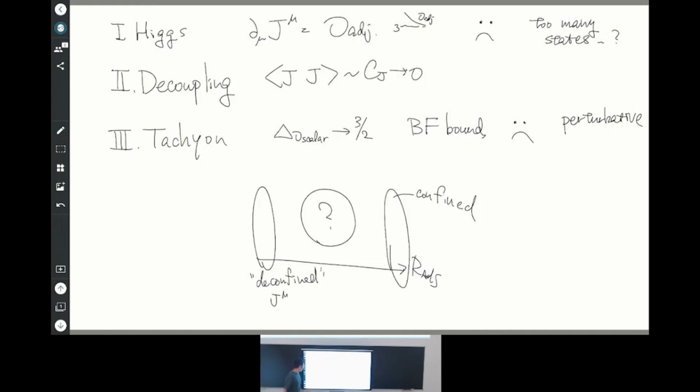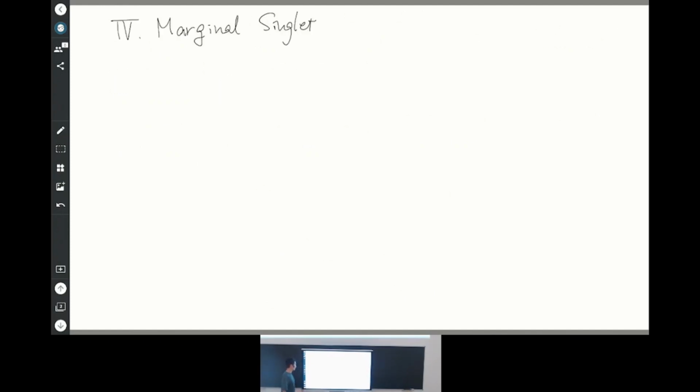Yesterday Liam already pointed out that there is something special happening when the scalar operator hits Delta equals 3/2: the double trace operator has dimension 3 if the theory in the bulk is weakly coupled. Indeed, there is in some sense a non-perturbative version of this tachyonic instability. So this is the fourth scenario that I want to advocate, the one we discussed in the paper with Christian, Lorenzo and Zimin last year. We call it the marginal singlet scenario.